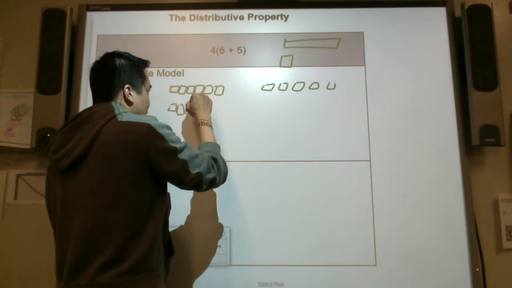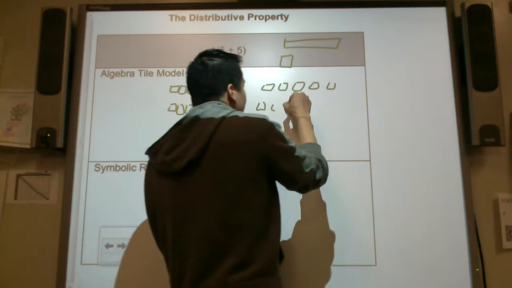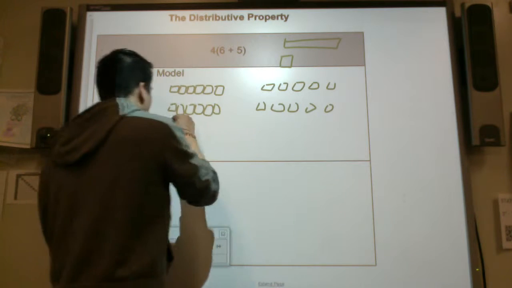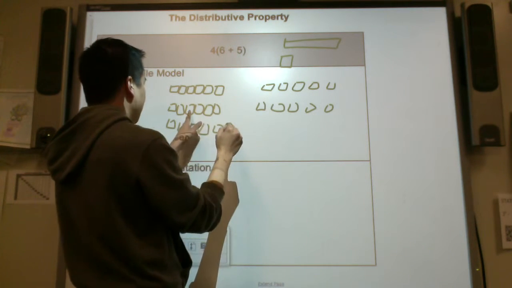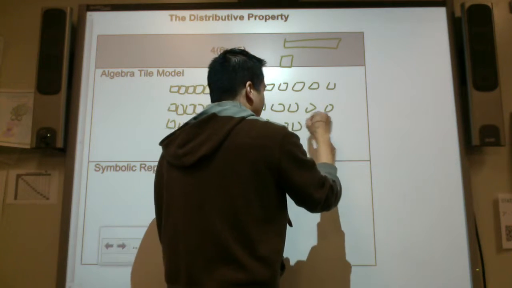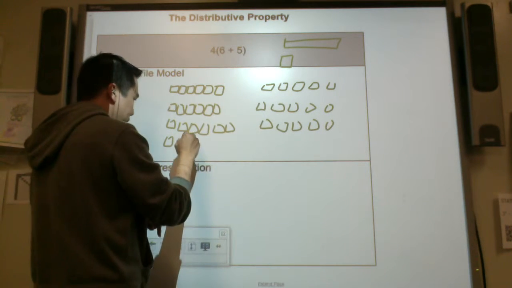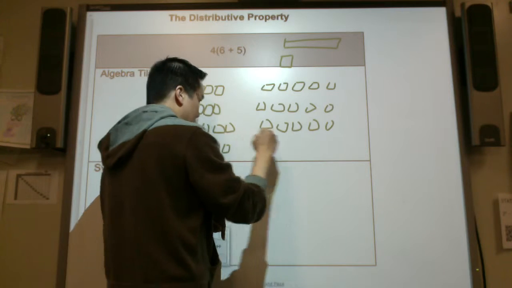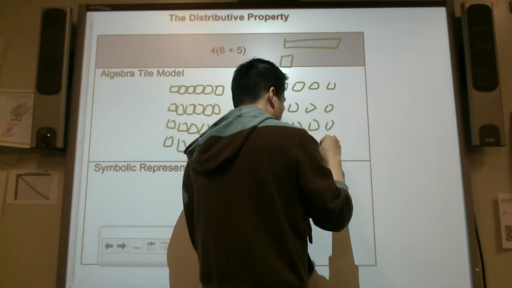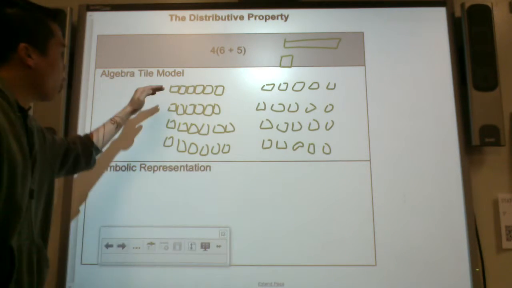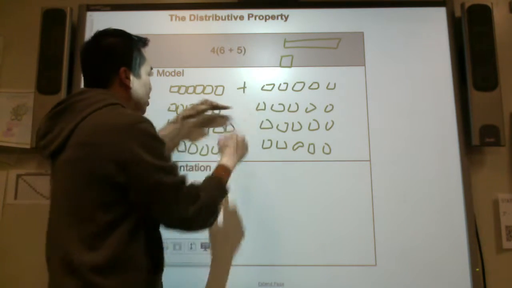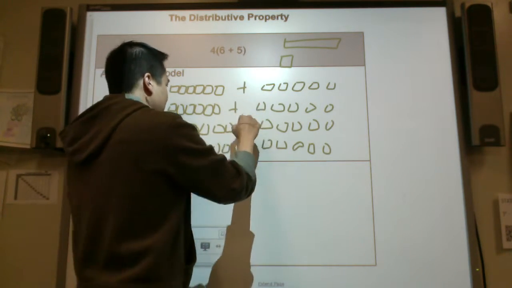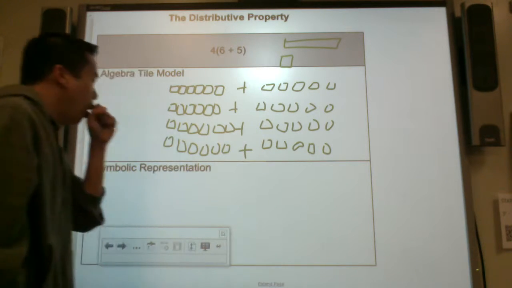Oh goodness gracious, I will have to draw this again. Another group of 6. Another group of 6. And a group of 5. So you have 4 groups of 6 plus 5, 6 plus 5, 6 plus 5, 6 plus 5.